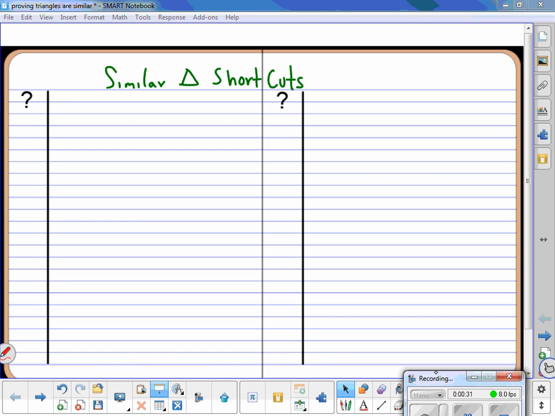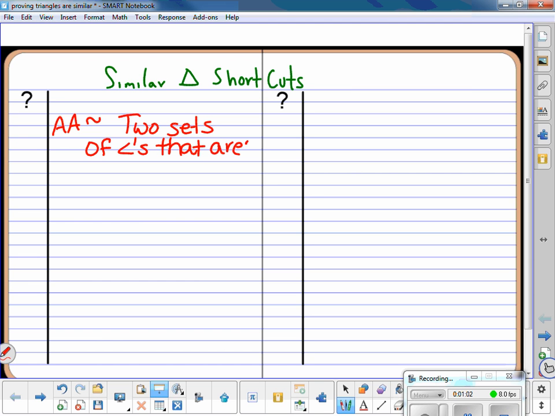There are three ways that you could prove triangles are similar. Okay? The first way is by angle, angle. And basically, angle, angle similarity states the following. Two sets of angles that are congruent means that the triangles are similar. Okay? And let me give you an example.